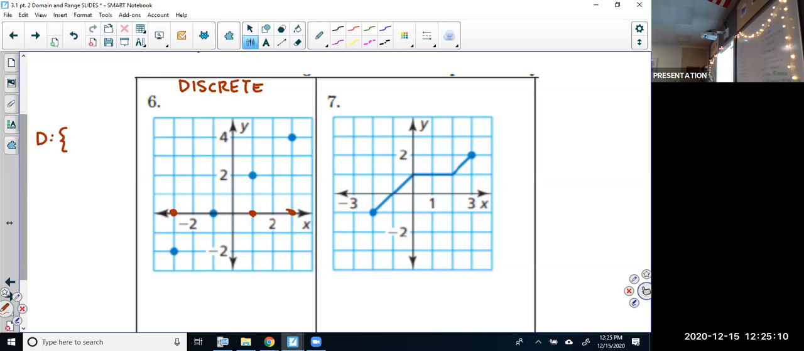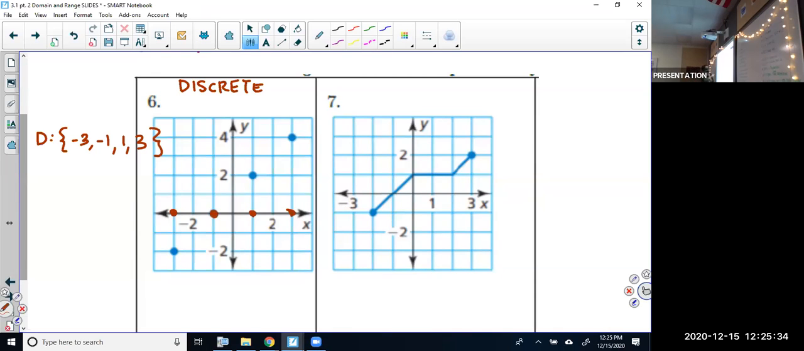So the domain is going to be negative 3, comma, negative 1. Oh, wait, right, we have to write each left and right. So you have negative 3, negative 1, 1, and then 3. Yep. Close it. So that's the domain.